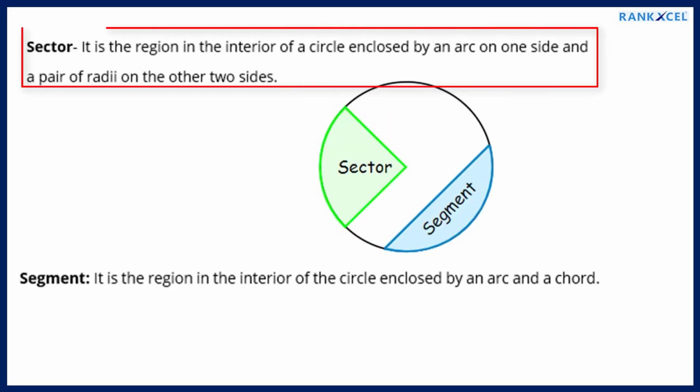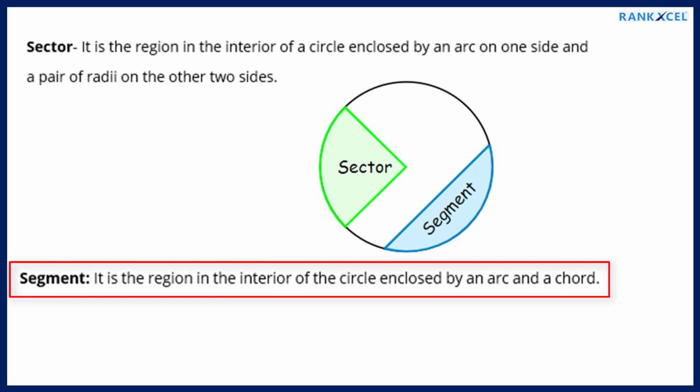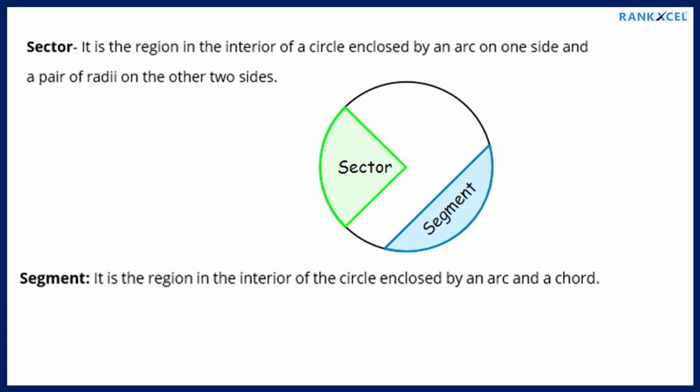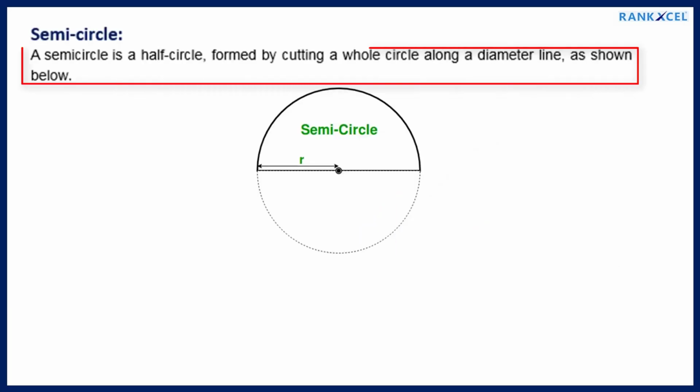Sector, it is the region in the interior of a circle enclosed by an arc on one side and a pair of radii on the other two sides. Segment, it is the region in the interior of the circle enclosed by an arc and a chord. Semicircle. A semicircle is a half circle, formed by cutting a whole circle along a diameter line, as shown below.